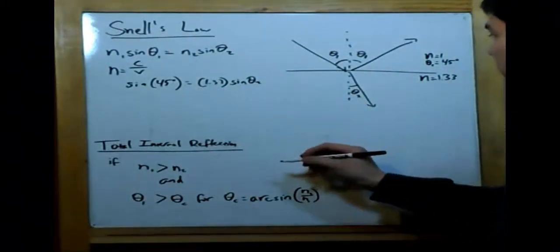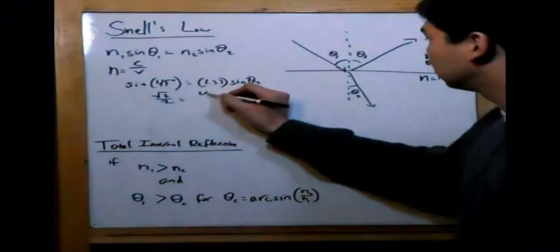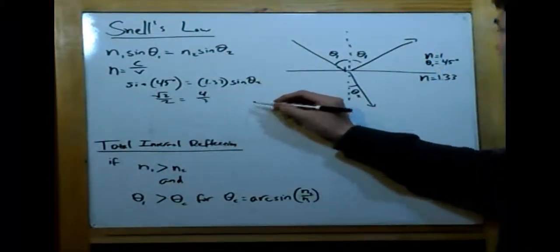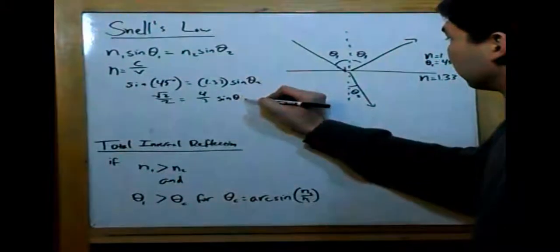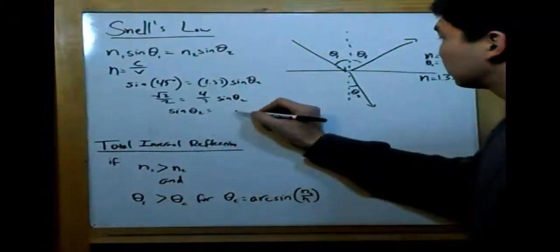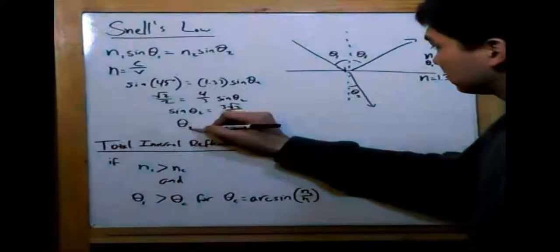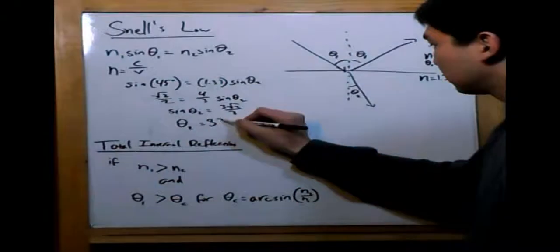So we do some multiplication, we do some division. This over here is going to be square root of 2 over 2, equivalent to, this is about 4/3, that's our n2, times sine of theta 2. Sine of theta 2 is equivalent to 3 times square root of 2 over 8. We do arc sine of both sides, and we get our theta 2 of approximately 32 degrees.